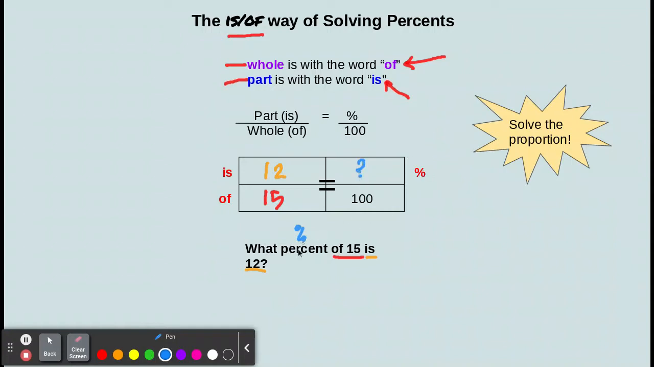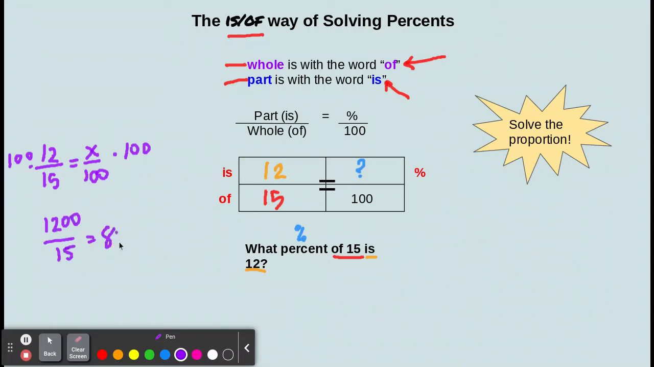We know we're trying to find the percent, and that matches our question. So all you have to do now is set this up. This 12 over 15 equals x over 100, and then solve for x. We solve for x by multiplying both sides by 100, and that becomes 1200 divided by 15, which equals 80. So x equals 80, meaning 80% of 15 is 12.